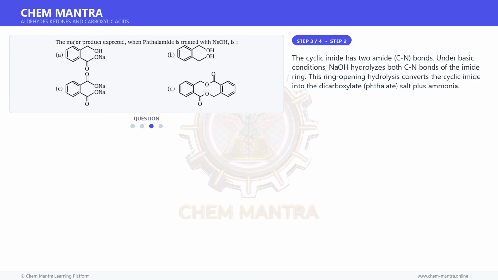The cyclic imide has two amide C-N bonds. Under basic conditions, NaOH hydrolyzes both C-N bonds of the imide ring. This ring-opening hydrolysis converts the cyclic imide into the dicarboxylate, a phthalate salt, plus ammonia.